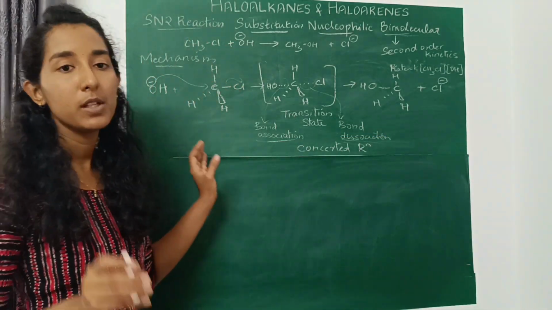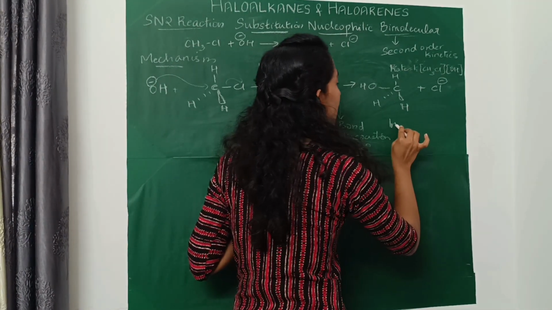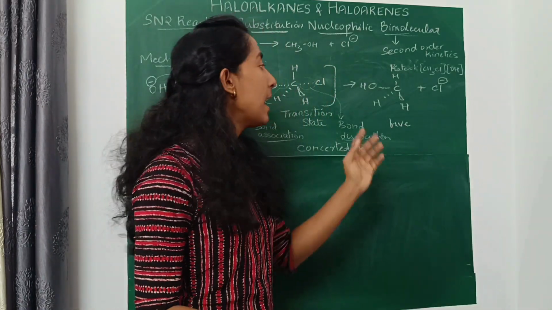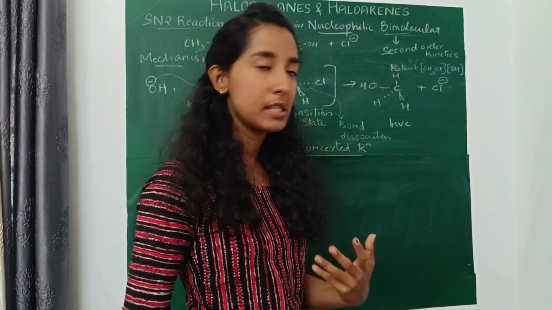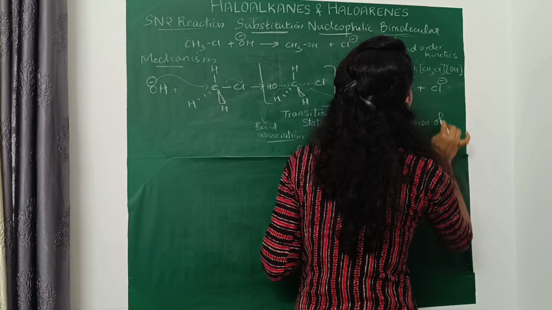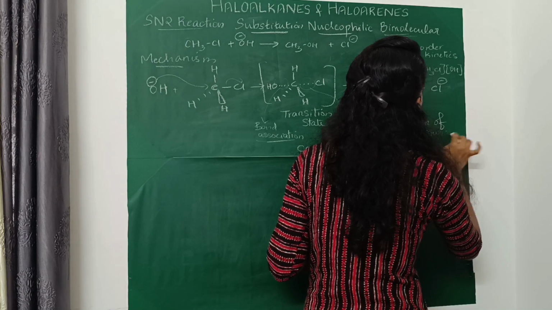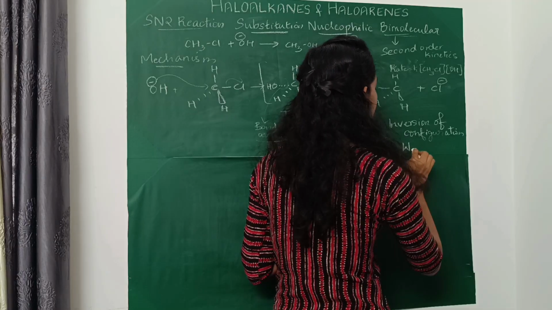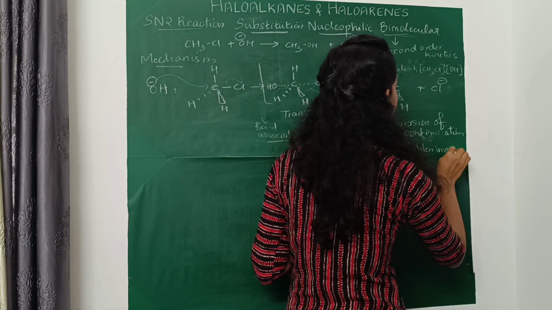Here there is inversion of configuration. In the SN2 reaction we say that there is an inversion of configuration. In the SN1 reaction we say a racemic mixture is found, and in SN2 we say there is inversion of configuration. We will discuss this in detail next. We call it Walden inversion. You can also see it in some books as Walden inversion.